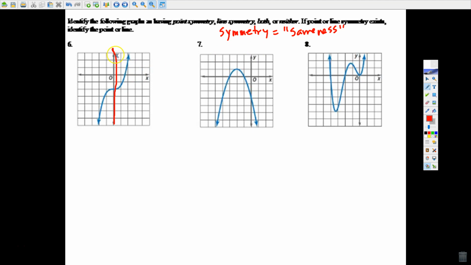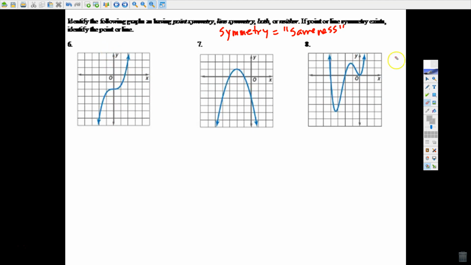Sameness. And what we mean by that is, if it is line symmetry, I should be able to draw a vertical line at some place in the graph and create the same image on either side of that line. Well, number 6, you can probably tell that's not going to be the case. I just picked the very middle of this graph and drew a line straight through it. The left side doesn't match up with the right side. We do not have sameness when I draw that line. So this does not have line symmetry.